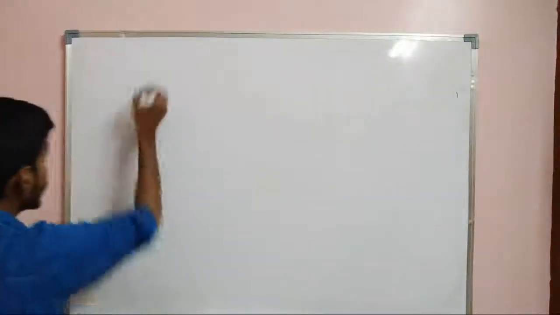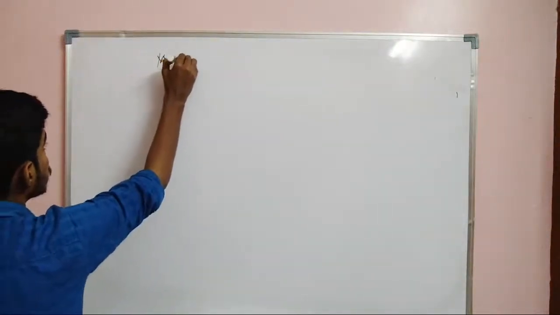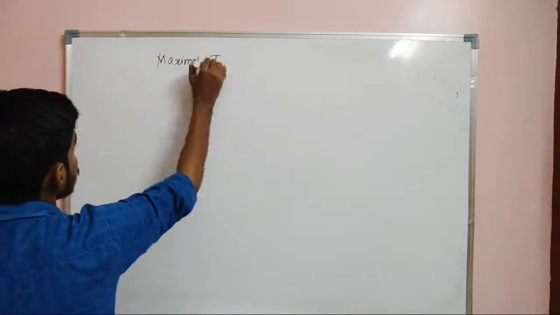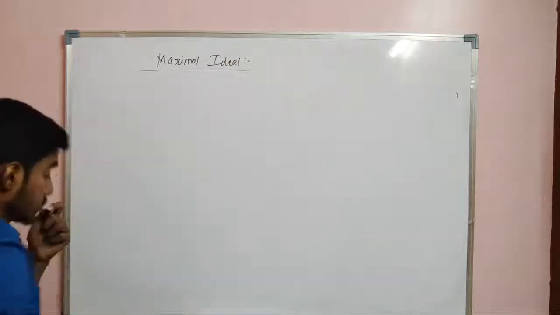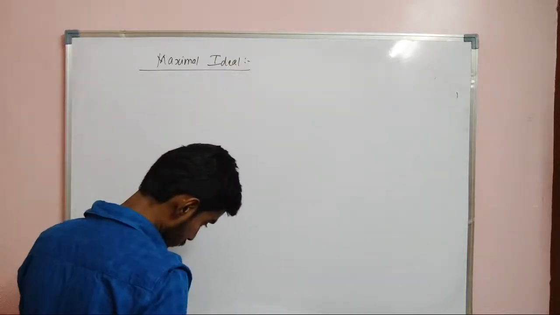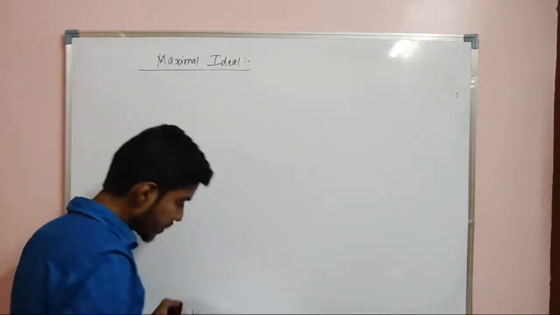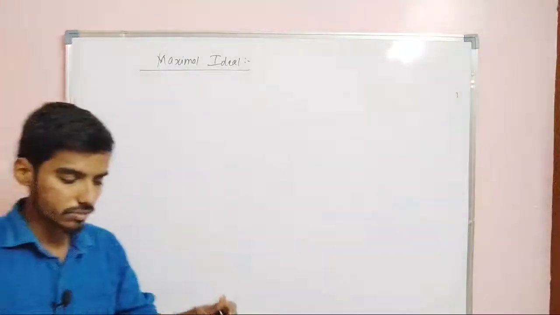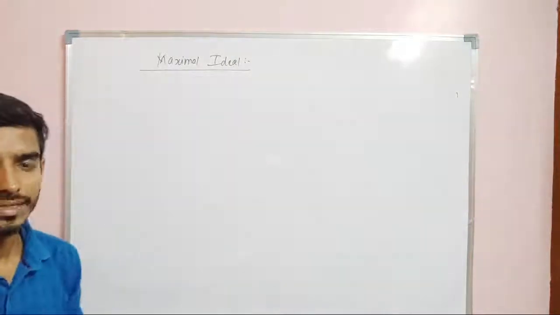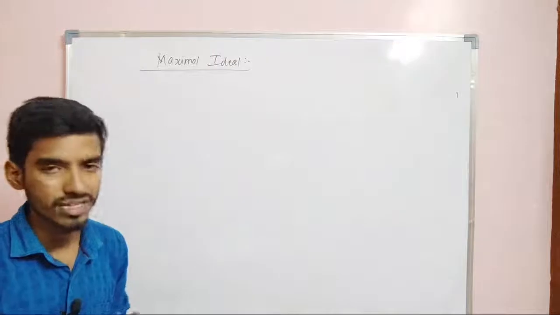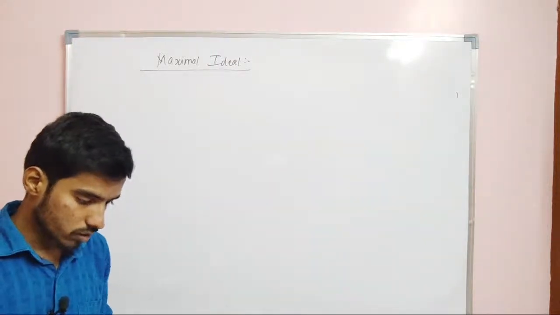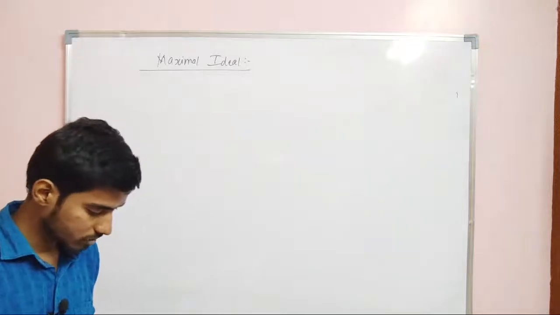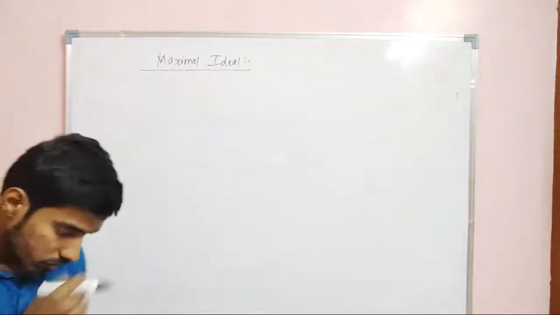So, maximal ideal. Actually, the theorems on ring homomorphism are very easy, so just refer to the book, right? It is not possible to solve everything in the book. You can follow very easily if you understand these concepts. So you move on to maximal ideal.